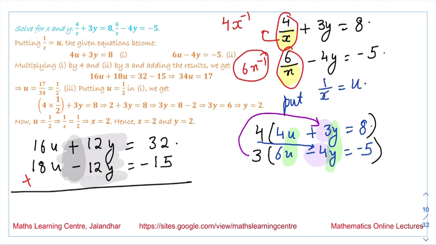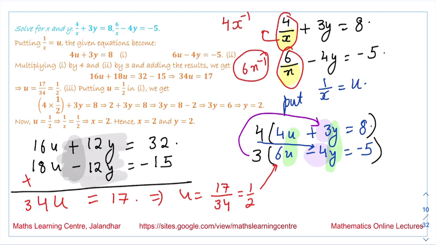On adding these equations, we will get 34u that is equal to 17. So the value of u that we will get is 17 by 34, that is equal to 1 by 2. Now we substitute this value of u in any of these equations.